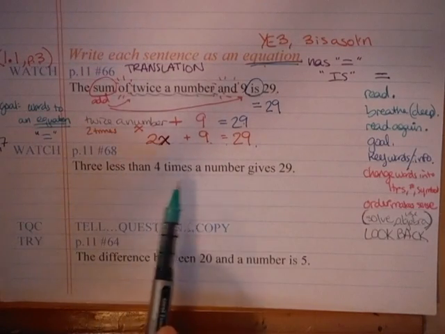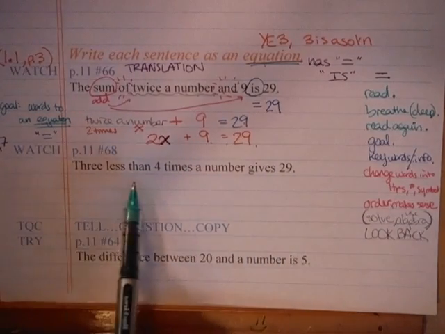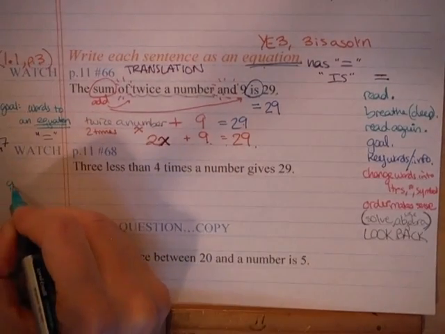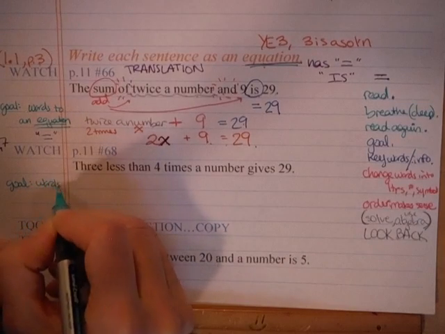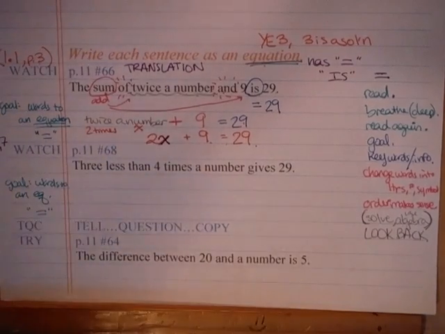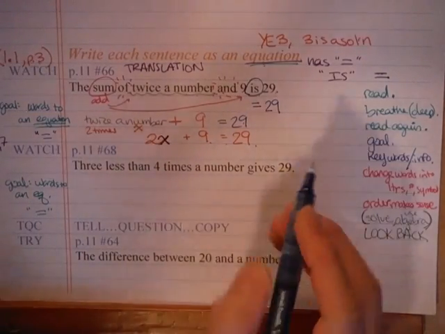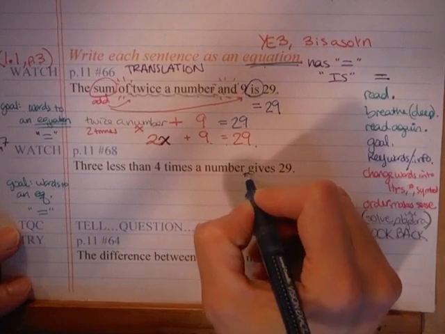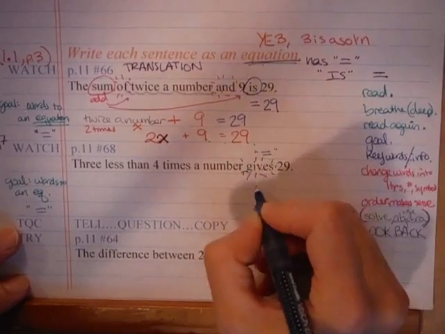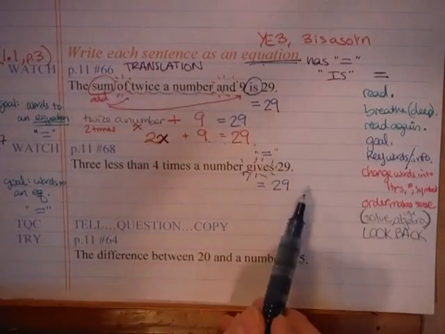3 less than 4 times a number gives 29. Deep breath. Read it again. 3 less than 4 times a number gives 29. Okay, so once again, our goal is to take the words and translate them to an equation, which means there's going to be an equal sign involved. So some key words here. I don't see an is, but the word that's going to tell me that there's an equal sign is this gives right here. This is going to be our equal sign. Gives 29, so equals 29. So our equation is going to be something equals 29.